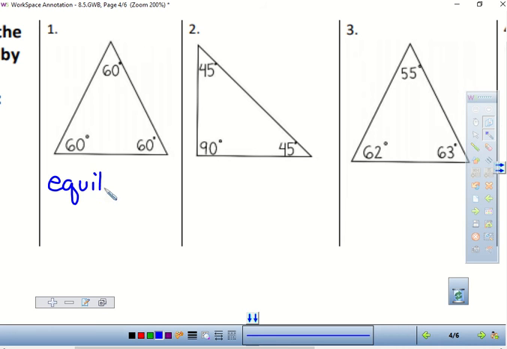Isn't that 180? I'm not asking you to add anything.